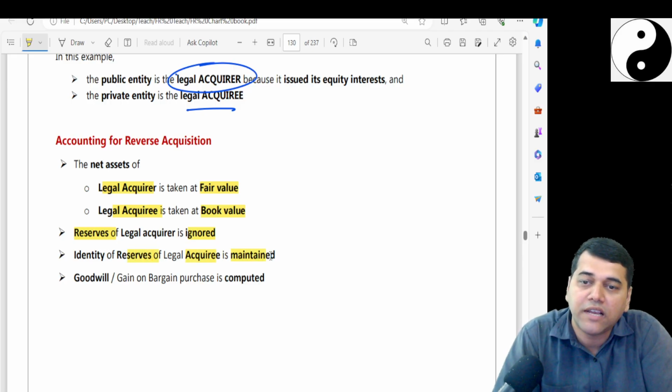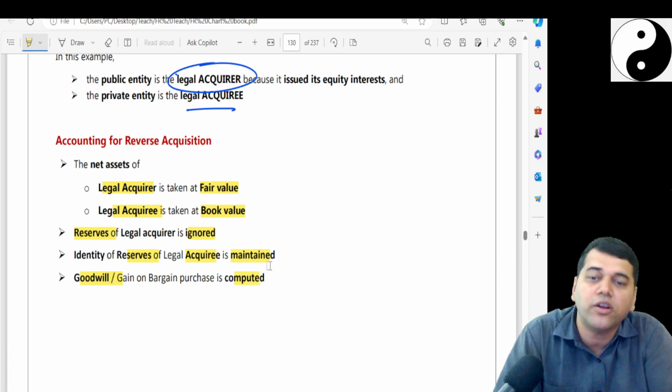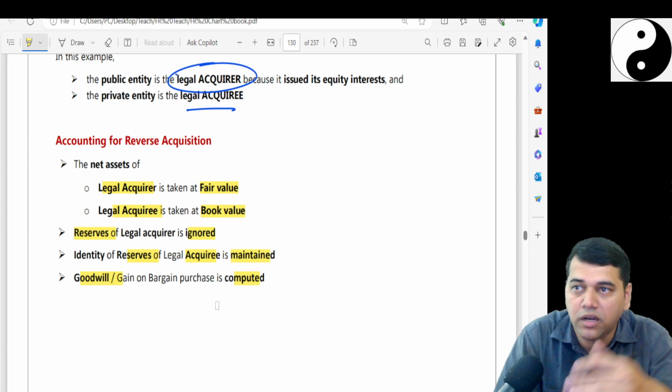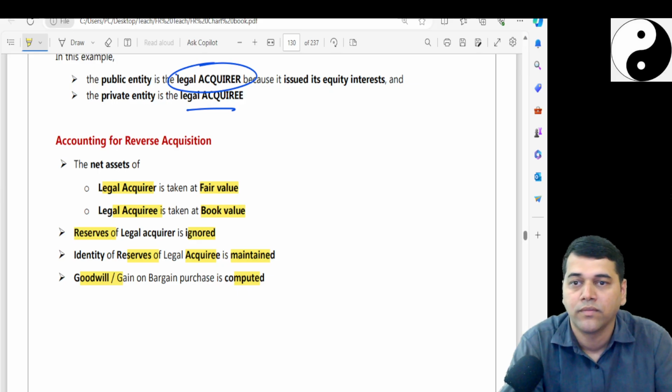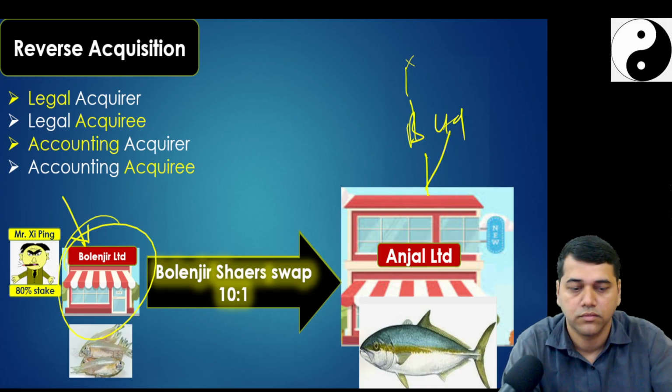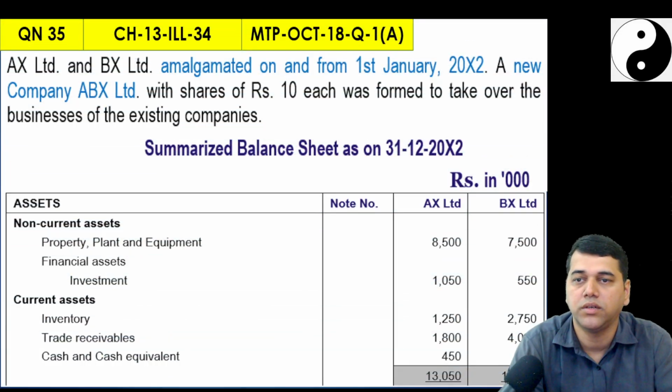Reserves of the legal acquiree are maintained, but the goodwill is also computed here. Followed? Yes, we will solve some problems, then you will appreciate how exactly this works. Only one question has come out of three questions in the examination. Yes, take out question number 35.